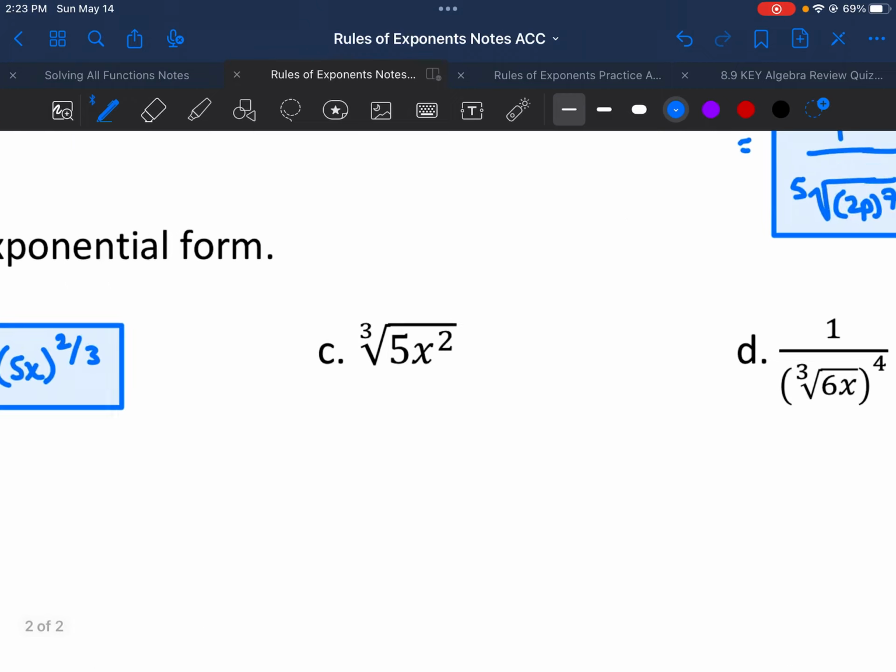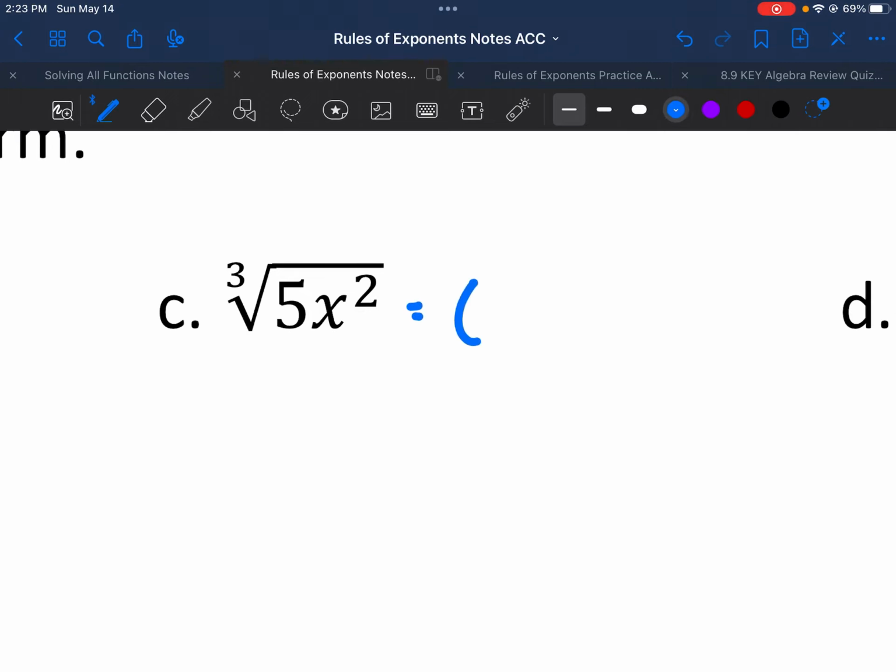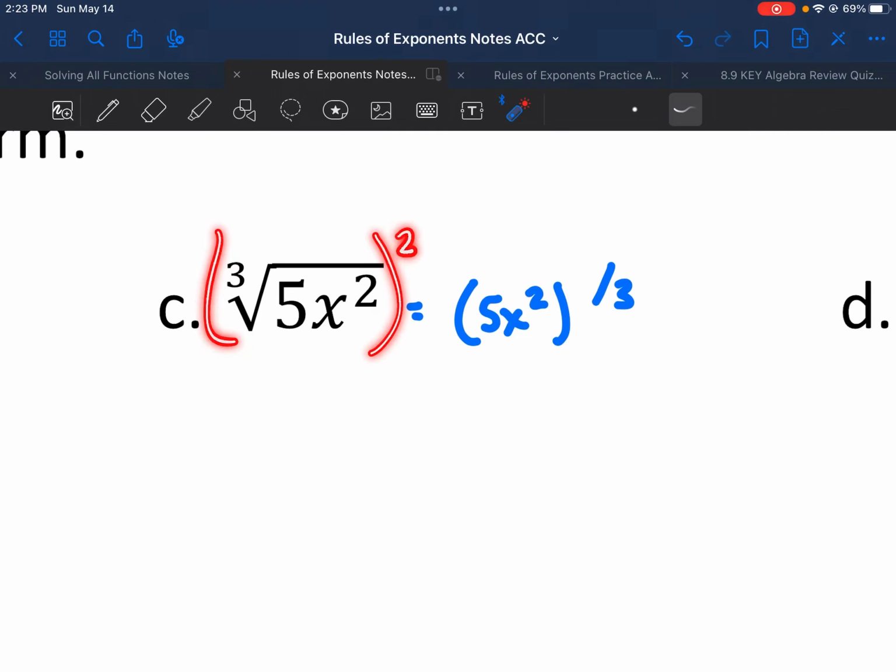All right, part C. 5x squared, we're taking the cubed root of that, so I know it's going to be 5x squared, something over 3. Now, notice that this 2 is only applying to this x, so it wouldn't be like a 2/3 power here. If this whole thing was being squared, then it would be a 2/3 power, but this whole thing isn't being squared or cubed or anything. So this is just going to be a 1/3 power, so 5x squared to the 1/3 power.